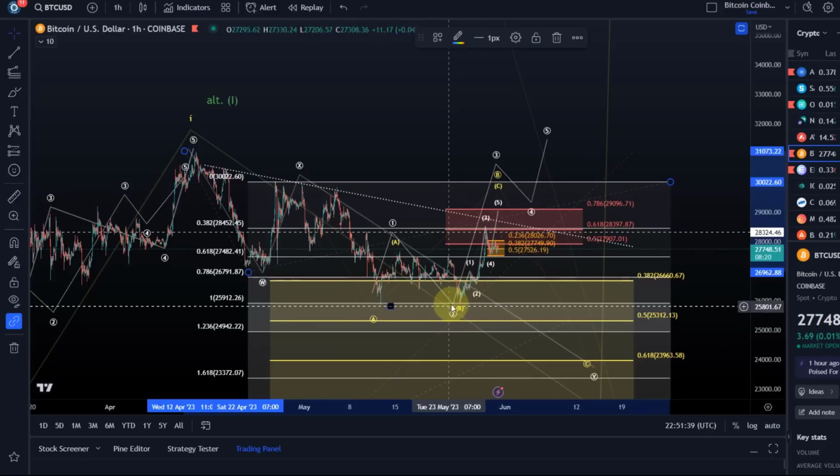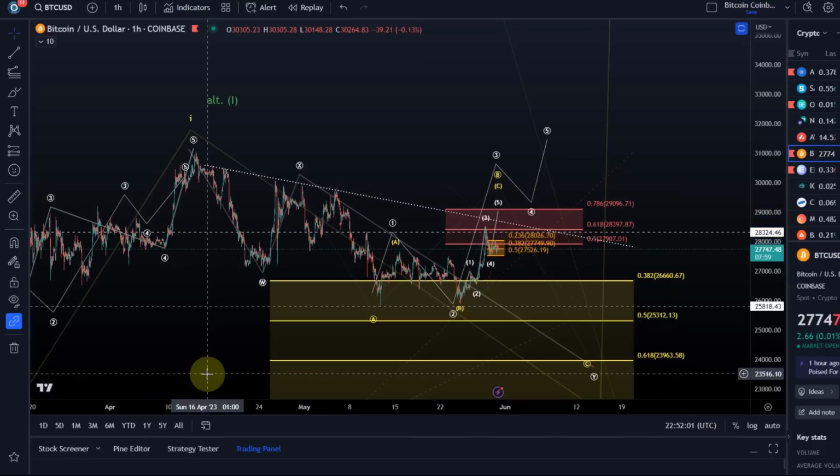First of all, the 1-to-1 ratio was reached anyway already. That was here at 25.9K. The 1.236 extension, also a target to watch, is at 24,940, and the 1.618 extension, quite far down, but also a likely target for a wave Y, is at 23,370.